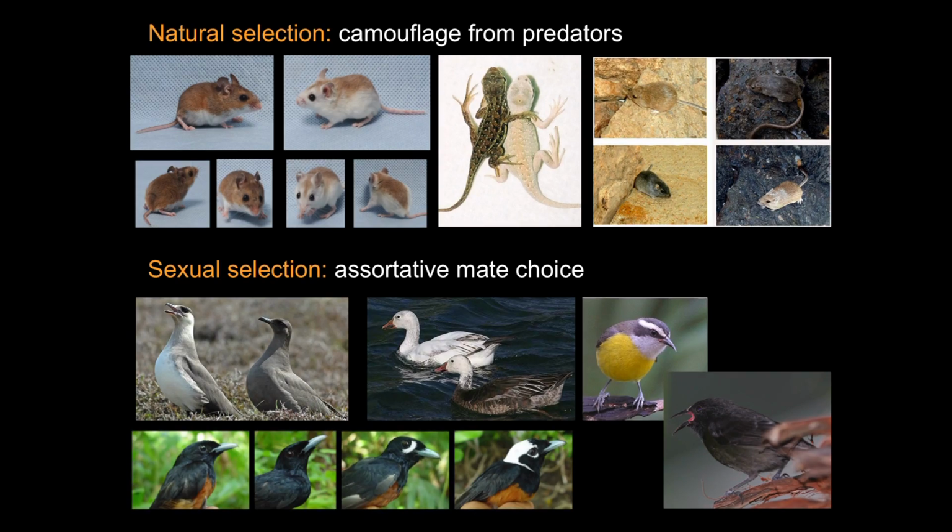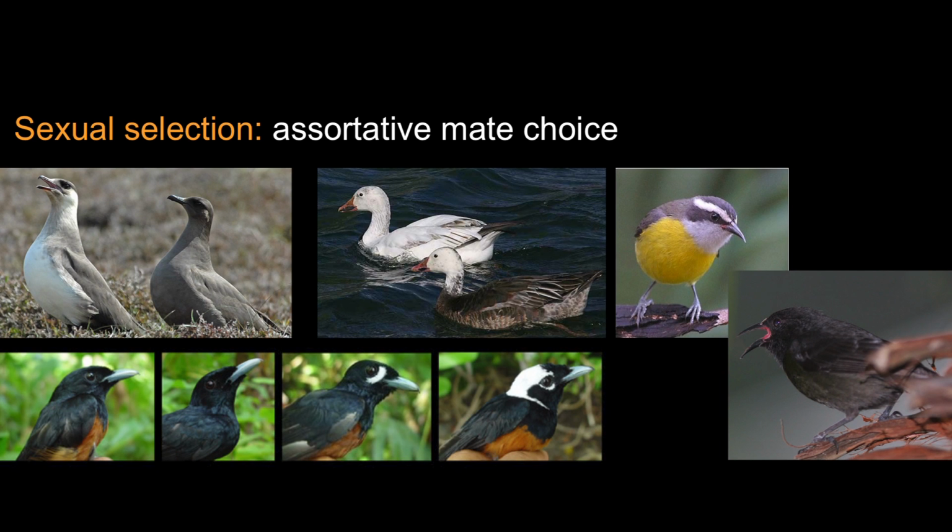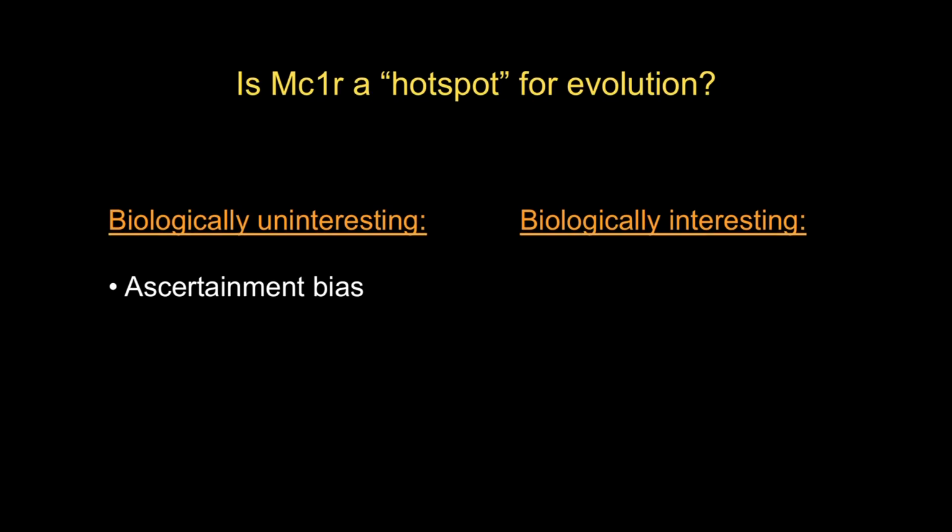And MC1R, as I told you, is involved in a number of different examples of color variation. It's not just camouflage, though. It's also involved in sexual selection, so assortative mating, where, let's say in this case of these Arctic skuas, dark ones prefer to mate with dark birds, and light ones prefer to mate with light ones, and these color differences are associated with MC1R. That's similar with snow geese and banana quits and manakins. And so this raises this interesting question of why MC1R? Why does MC1R seem to be involved in lizards and mammoths and beach mice and pocket mice and all these birds that I showed you?